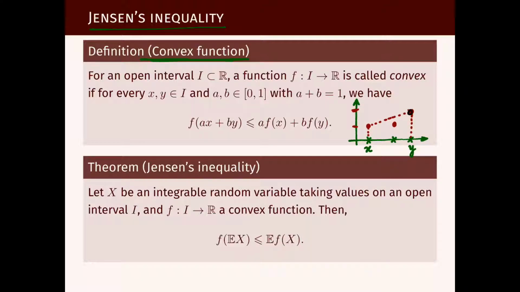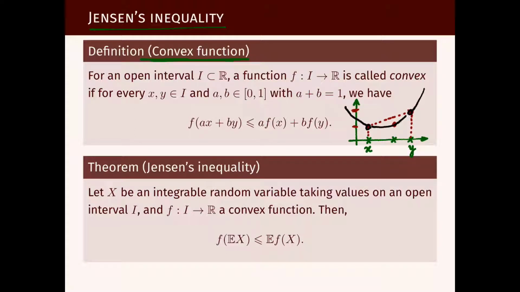For any triple of points, the one in the middle, the function there will be lower than the linear segment connecting the other two points. So this is what a convex function looks like.